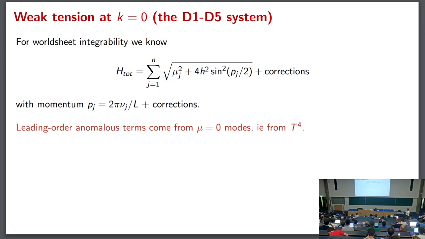An interesting thing is that if you look at the leading corrections at small h, the anomalous corrections, they are not when mu is, they are when mu is precisely 0, because you get h rather than h squared. So it seems that they come from the mu equals 0 modes. These are precisely the T4 modes. So you say, haha, symmetric orbifold of T4 again.